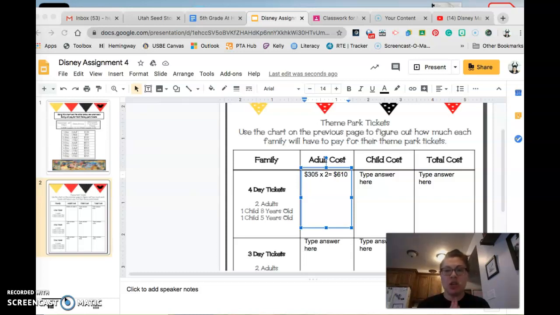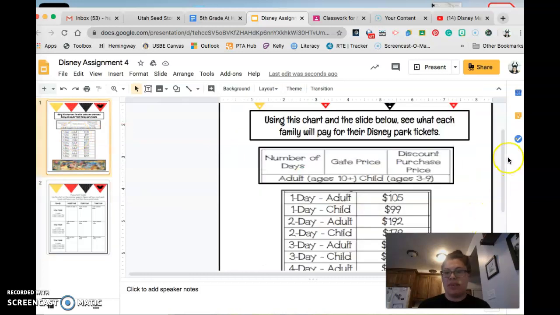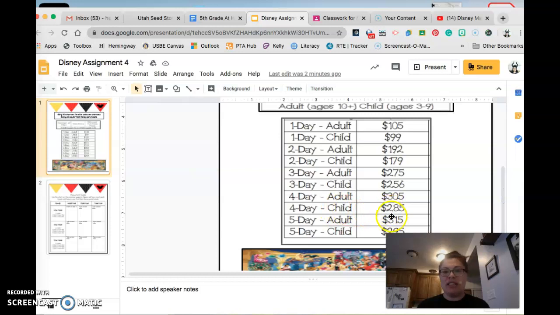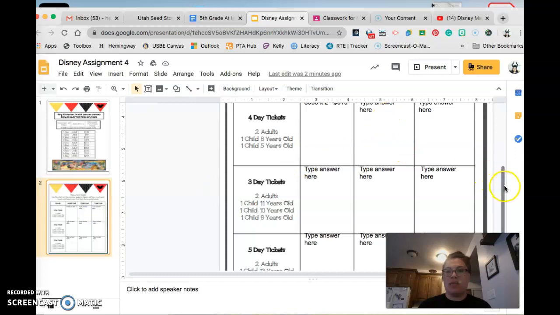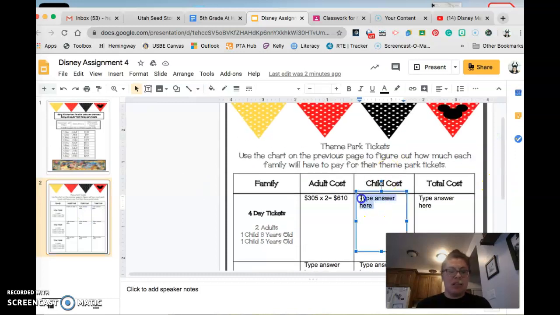All right, so now we're going back to the child column. You recognize that they are 8 and 5. We already decided that if it was 10 or younger, they are going to be a child ticket. So we're going to go over here. Remember, we're 4-day child. Let's click on it. Scroll down. 4-day child is $285. So I'm going to go back here, and I'm going to put in the price. That would be $285 times 2 children.